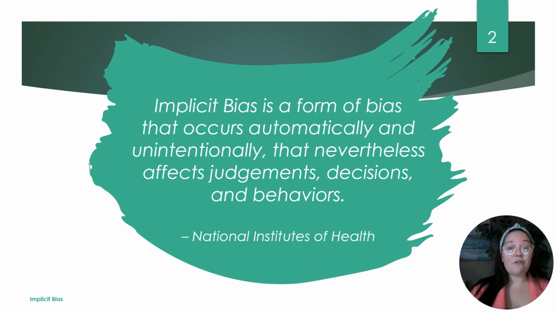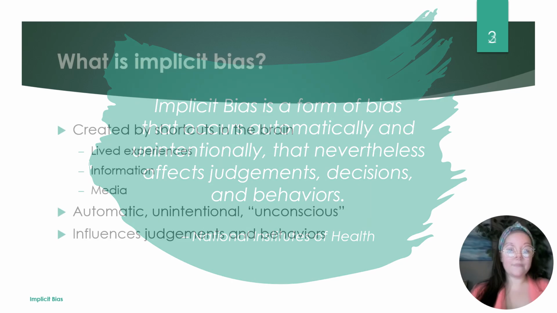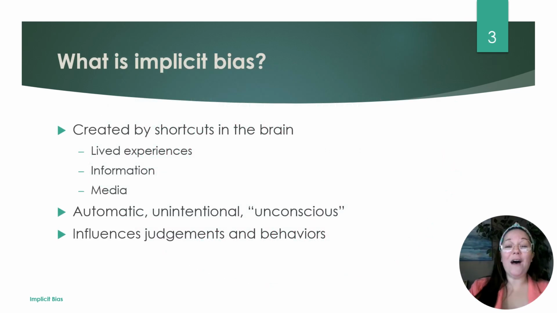Implicit bias is a form of bias that occurs automatically and unintentionally that nevertheless affects judgments, decisions, and behaviors. While that was a helpful definition, it doesn't quite describe how our implicit biases are formed in the first place. And the reality is that our implicit biases are shortcuts that our brain has created to better process the amount of information that we're taking in every single day.